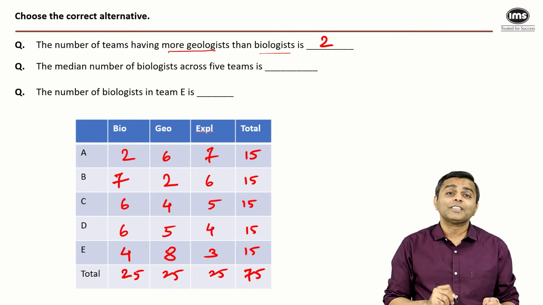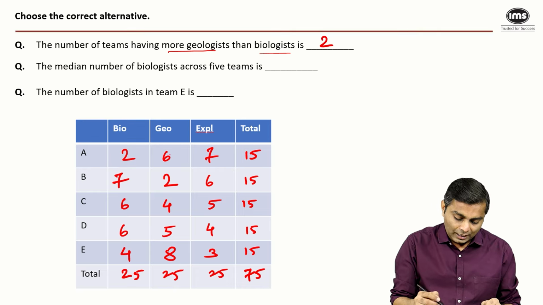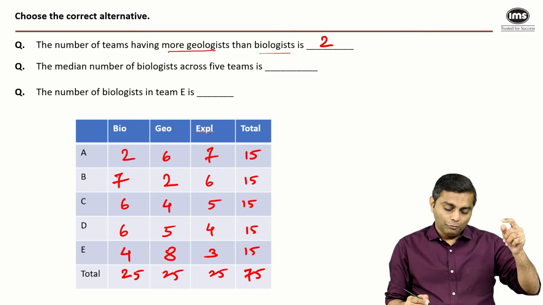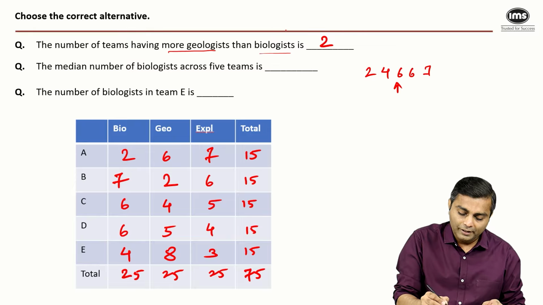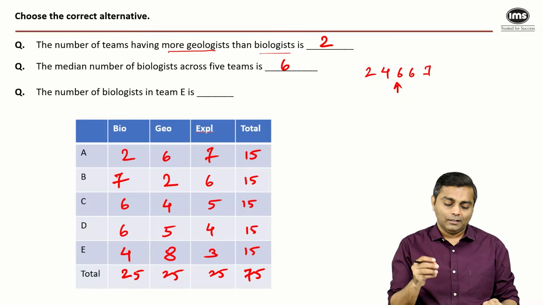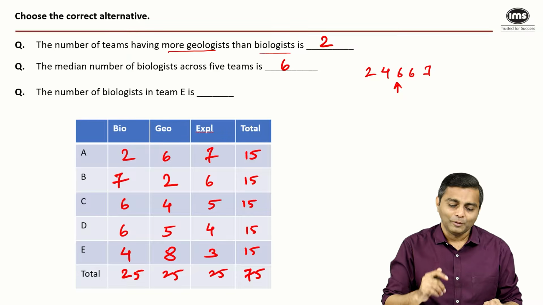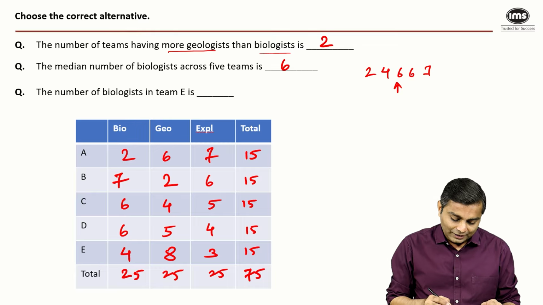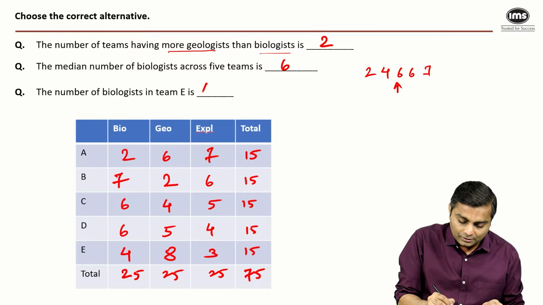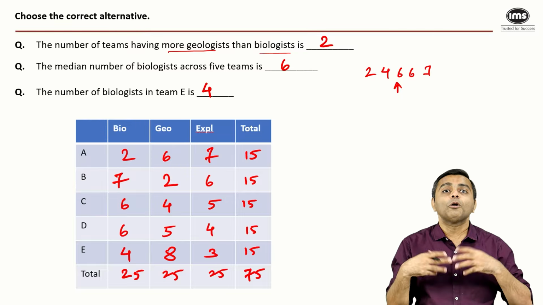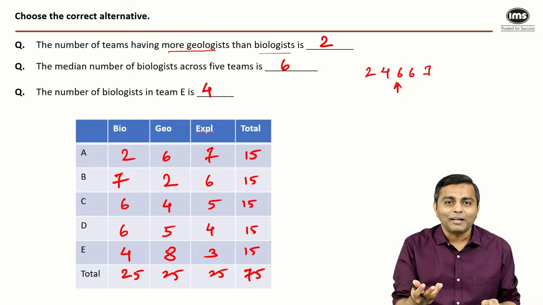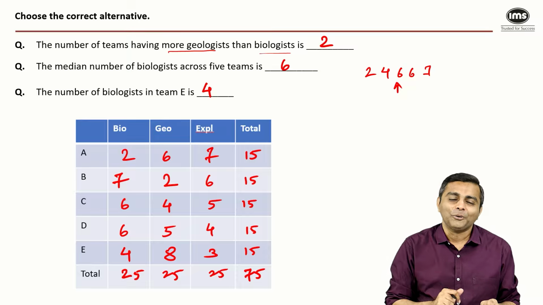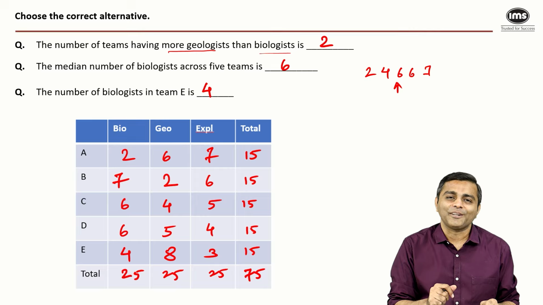Median number of biologists across the 5 teams. Biologists are 2, 4, 6, 6 and 7. So this is the middle value. So 6 is the median number of the biologists. Number of biologists in team E, clearly a simple answer, 4. And now suddenly so much of work becomes so much worth it because we are able to answer 3 questions in no time. So yeah, moving on to the next question now.